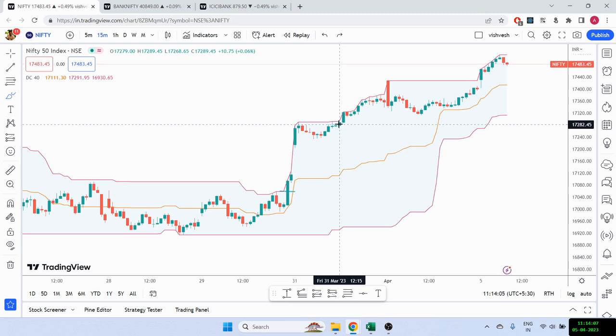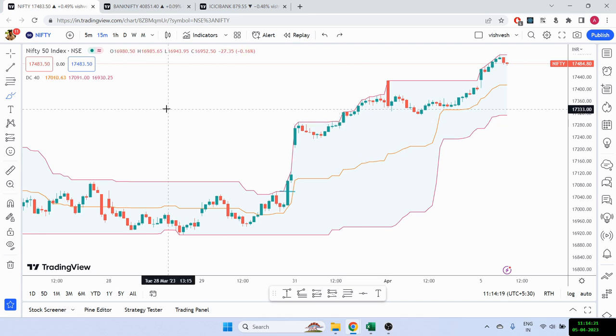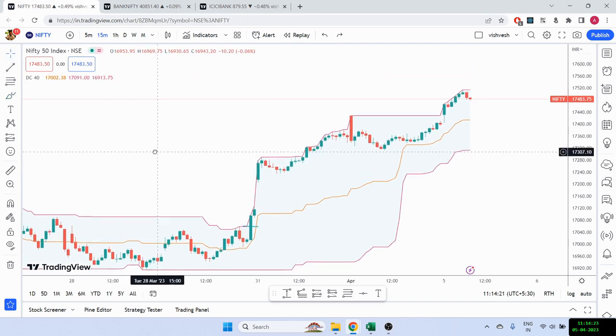Depending on whether you want to trade intraday or positional, you can change the time frame. So if you want to do intraday, you can probably trade on 5 minutes or 15 minutes. If you want to trade on a swing basis, you can trade it on a daily time frame or an hourly time frame. So I'll just quickly tell you what the setup is.